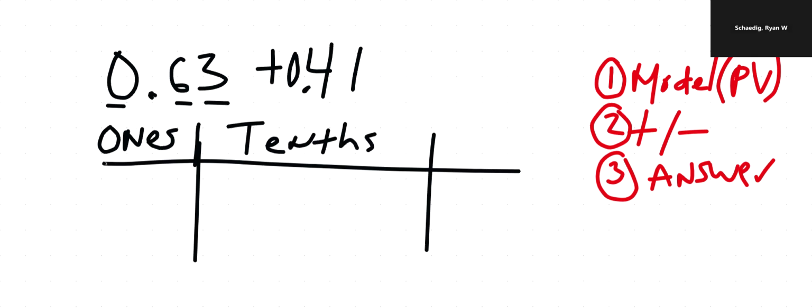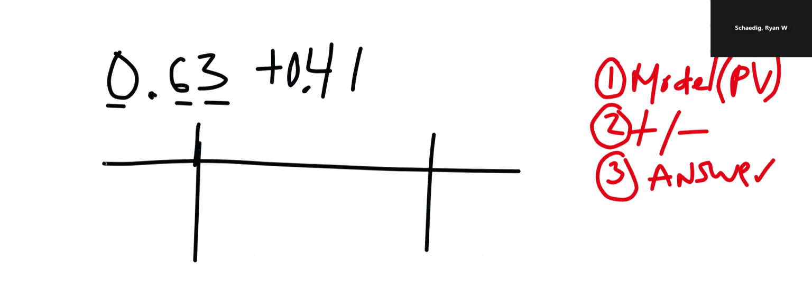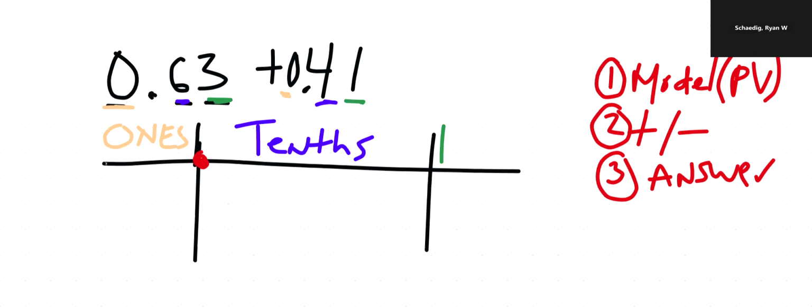I'm sorry. Maybe we should color code this part so it makes a little more sense. So let's go back to that. Right here, that's our ones place. And here we have our tenths place. Oh, I forgot our decimal. We have a decimal right here. And then we have, let's go green, our hundredths place.